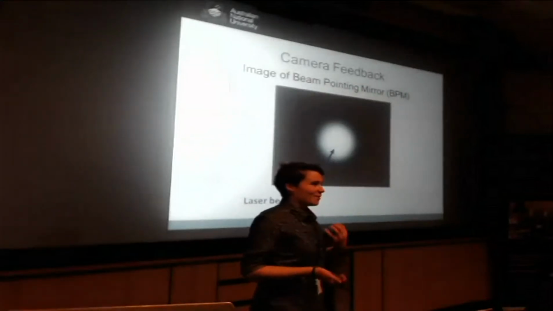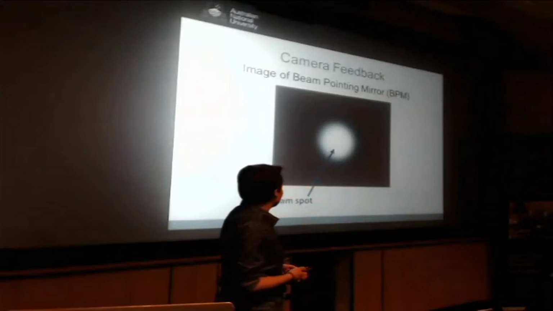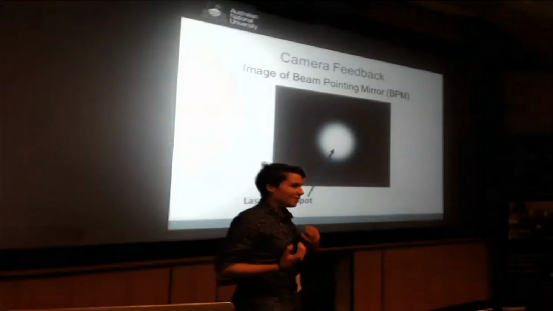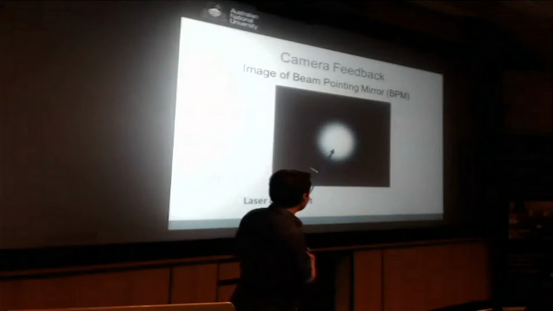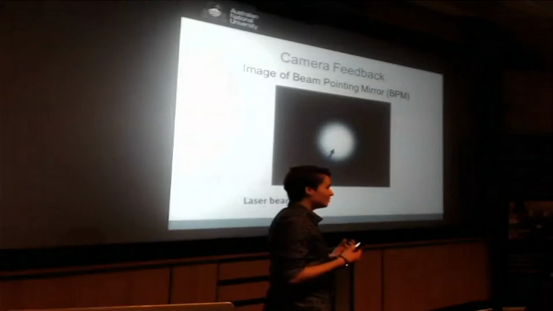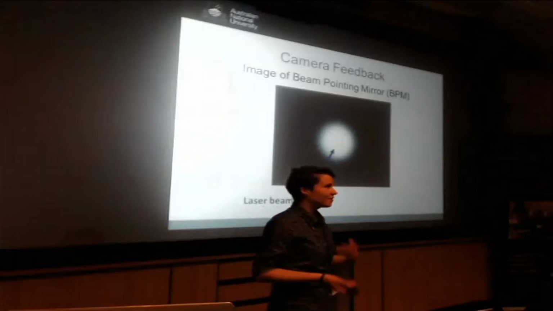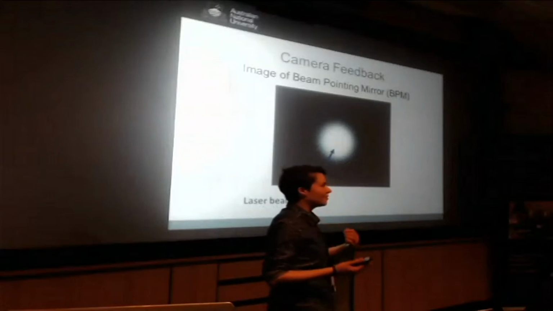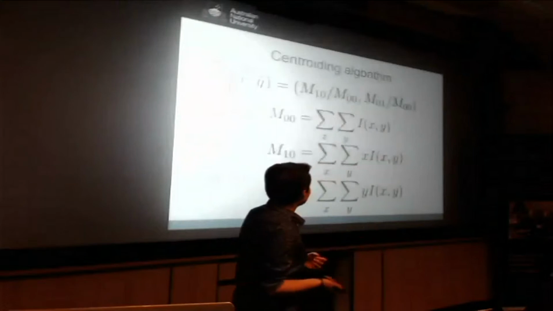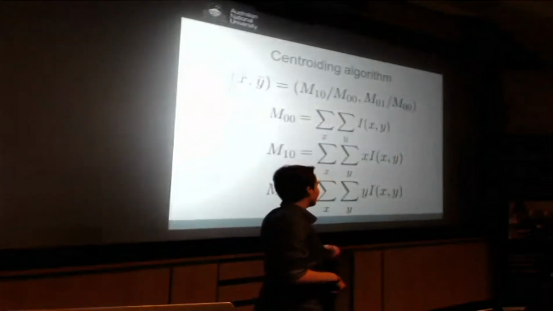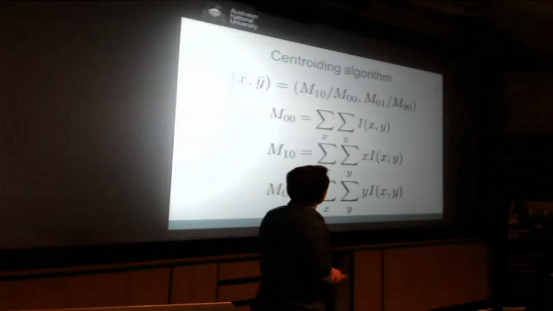So now I'm going to start talking about the feedback aspect. This is an image of the beam pointing mirror as taken by the camera. You can see the bright laser beam spot in the center there. So the question is, how can we use images such as these to obtain feedback on the alignment of the laser beam with the beam pointing mirror? The easy way to do this is to simply calculate the centroid of the beam, which should locate the center of the beam.